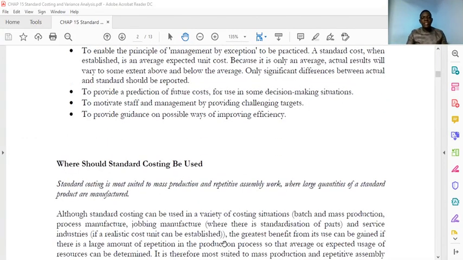Where should standard costing be used? Now, standard costing is most suited to mass production and repetitive assembly work, where large quantities of a standard product are manufactured. So in a situation where there's mass production or the production is repetitive in nature, where large quantities of standard products are manufactured.